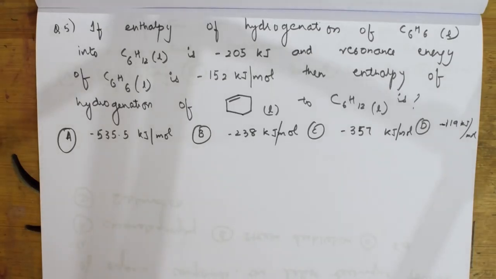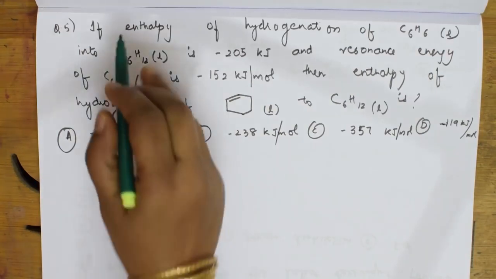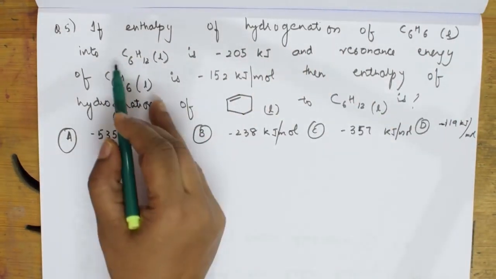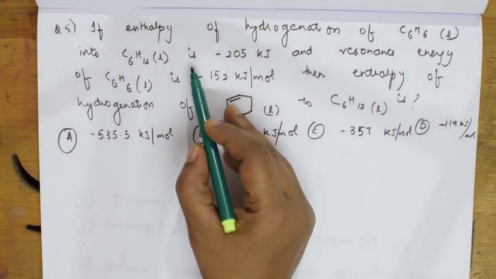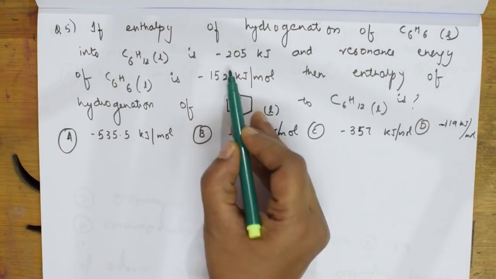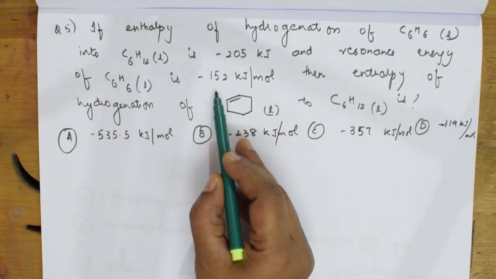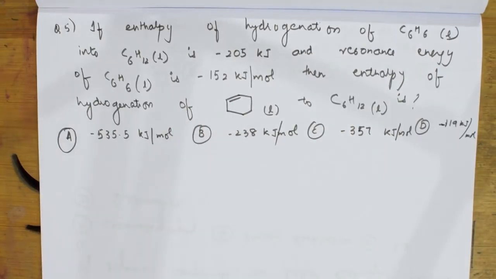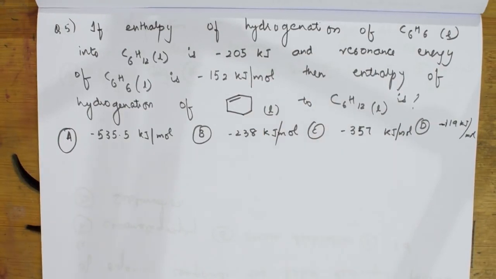So let's start off with this numerical, students. This is the thermodynamics numerical. Let's read this. So what do they give us? If the enthalpy of hydrogenation of benzene liquid is converted into C6H12, then the energy while adding hydrogen is minus 205 kilojoules, and the resonance energy of this is minus 152 kilojoules per mole, and the enthalpy of hydrogenation of conversion of this compound to this compound is what? I have to find that.